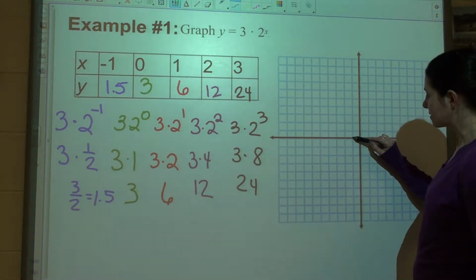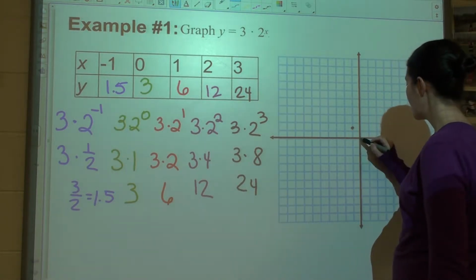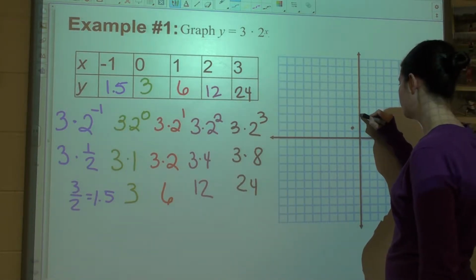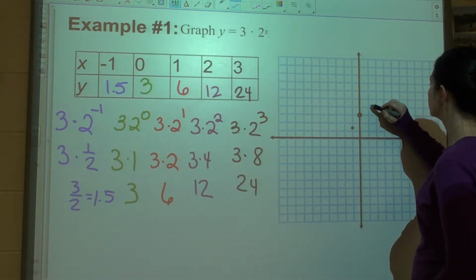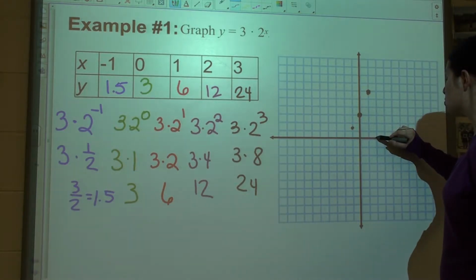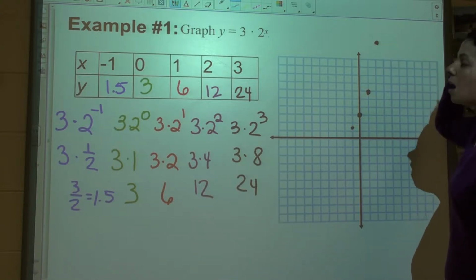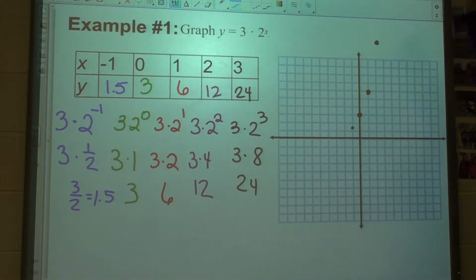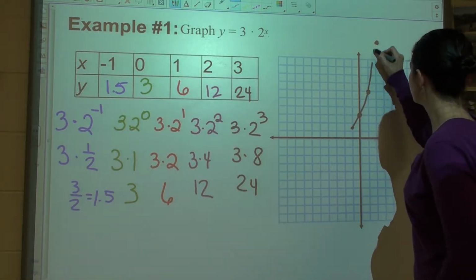So at negative 1 on the x-axis, I'm going to be at 1.5 here. At 0, I'm going to be up at 3. At 1, I'm going to be up at 6. At 2, I'm already going to be off at 12. This is 10, so we'll say this. And then I can't even graph 3 because it's going to be all the way up by the flag. I'm just going to connect my dots.